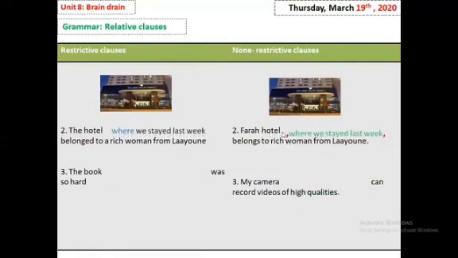Here: Farah Hotel, where we stayed last week, belongs to a rich woman from La'youn. So if we omit this, the sentence still has a meaning: Farah Hotel belongs to a rich woman from La'youn. The other example: my camera can record videos of high quality.